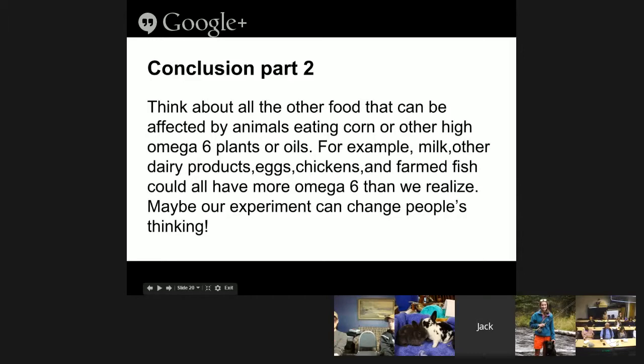Think about all the other food that can be affected by animals eating corn or other high omega-6 plants or oils. For example, milk, other dairy products, eggs, chickens, and farmed fish could all have more omega-6 than we realized. Maybe our experiment can change people's thinking.